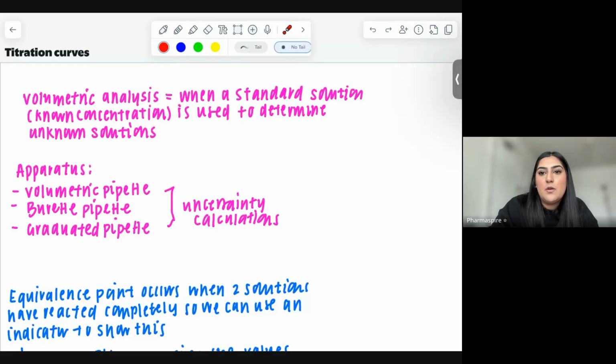Hi everyone. So today we're going to quickly go over titration curves. I want to quickly go over some key points about titrations, and then it will just be trivial stuff, and then we'll go into titration curves and pH curves and what you need to know.